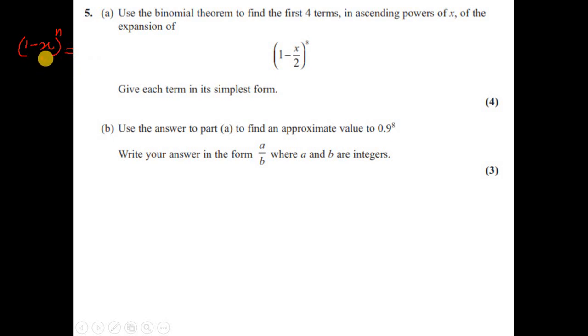If you recall the expansion, or if it is given in your formula sheet, it is 1 minus nx plus n into n minus 1 x square divided by 2 factorial, minus n into n minus 1 into n minus 2 x cube divided by 3 factorial, and so on. So this is the general approach. Because of this minus you have alternate signs, positive, negative, positive, negative. And you have 4 terms: 1, nx, x squared and x cube. So till x cube you have 4 terms.